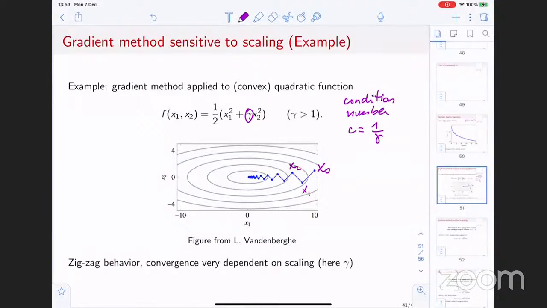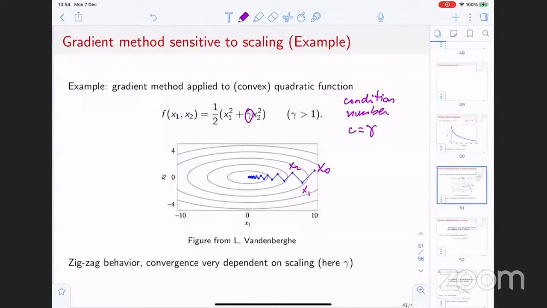So 1 over gamma. Here he's actually choosing gamma to be bigger than 1, so it's the other way around. So the condition number is just gamma. As gamma goes to infinity, these circles will tend to be flatter and flatter ellipses, and so the problem will be more and more ill-conditioned. And so there is going to be more and more zigzagging behavior. This is an undesirable feature of the gradient method, because it is very sensitive to scaling.